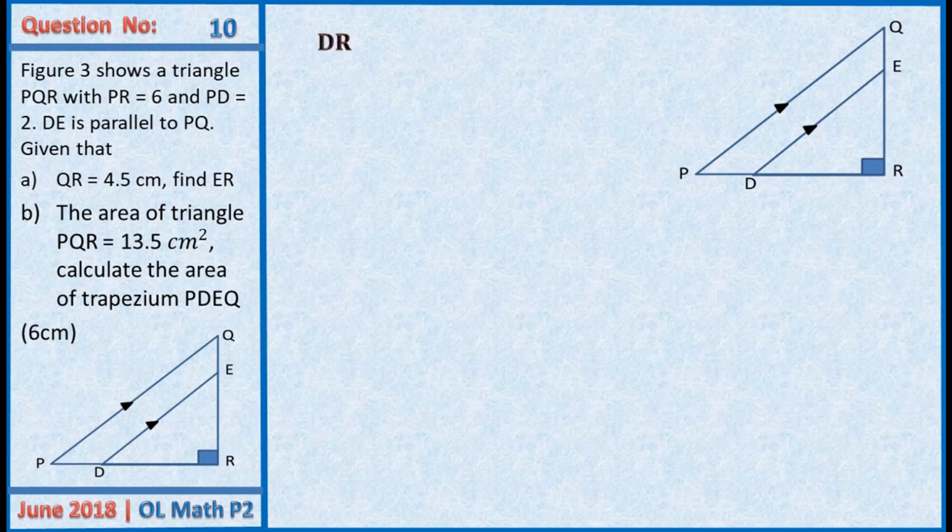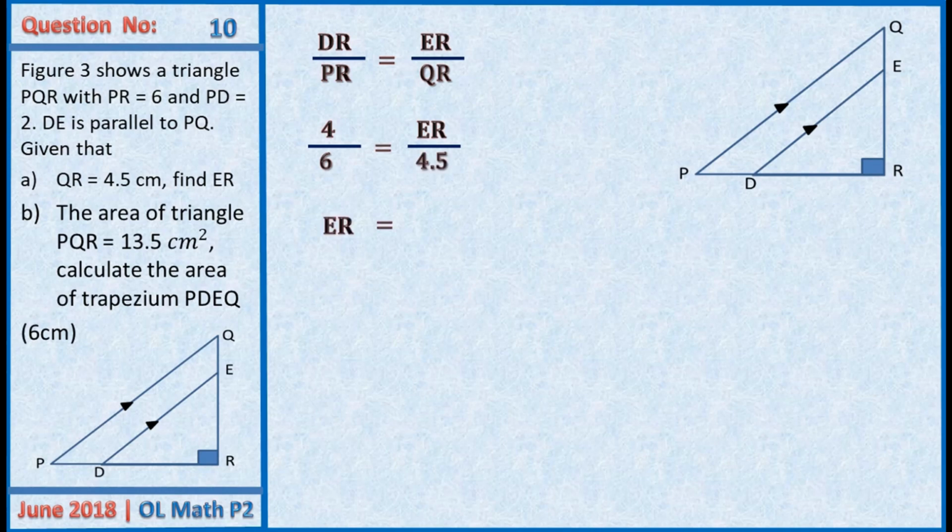So using the ratios, the short side, that is the short ratio of the horizontal length, DR, divided by the long side, PR, should be equal to, for the vertical, the short one, that is ER, divided by QR. Our DR, since PR is 6 and PD is 2, is 4, divided by PR, which is 6, should be equal to ER divided by QR, which has been given as 4.5. Cross multiplying, we have ER equal to 4 times 4.5 divided by 6. And this gives us 3 centimeters.